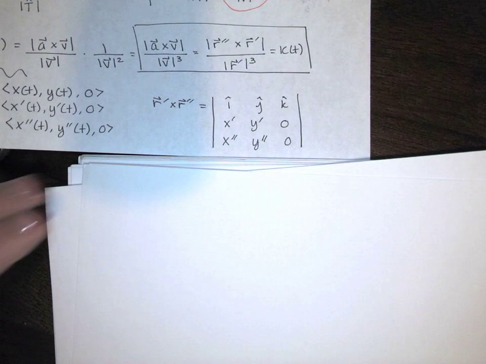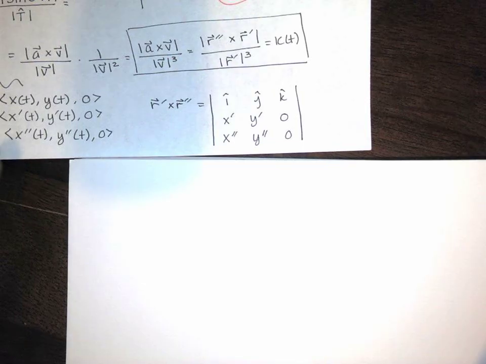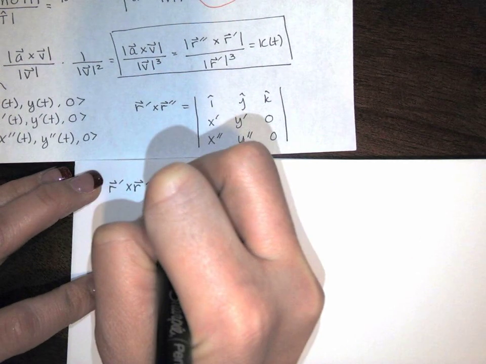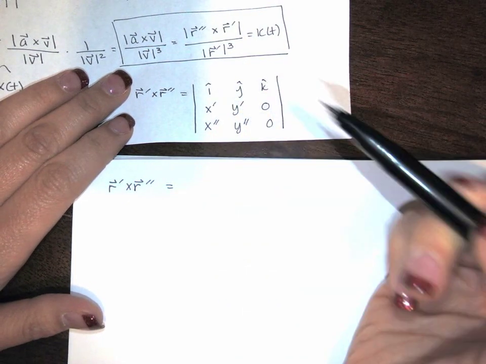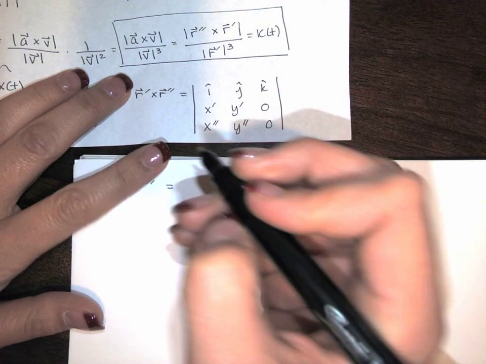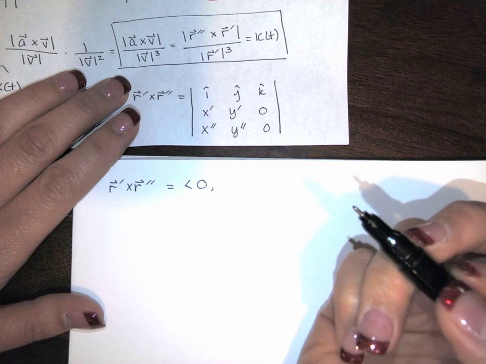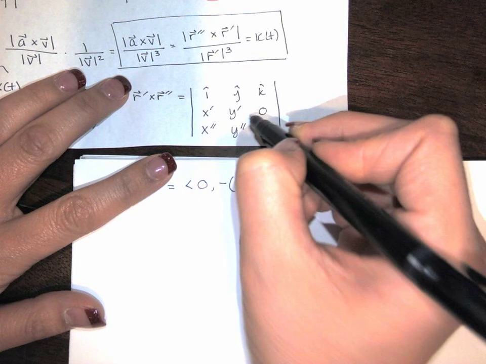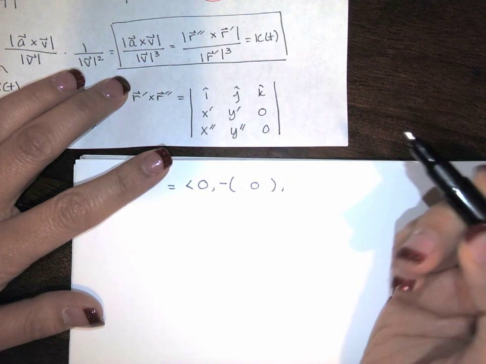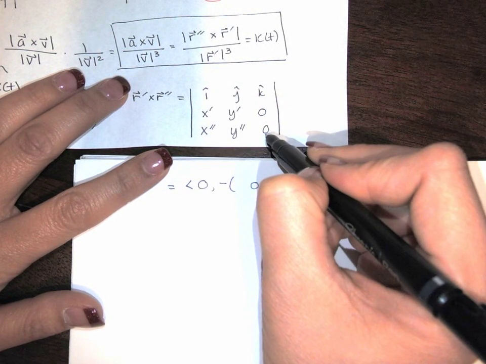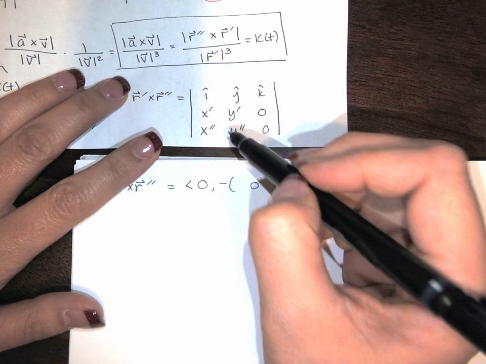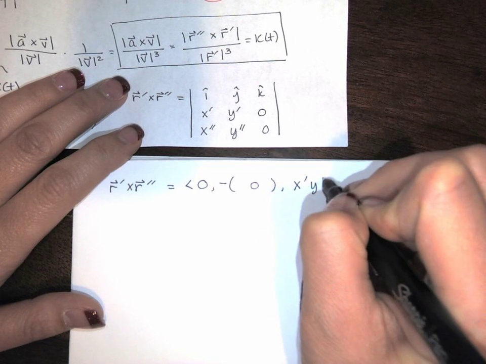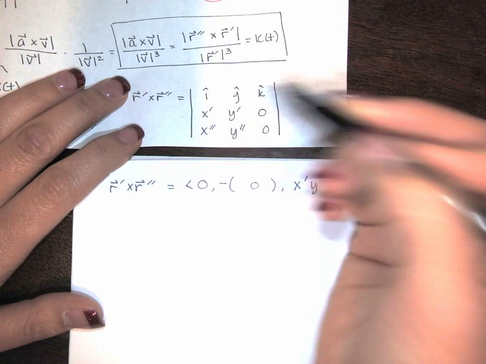Okay, so we're going to keep going. R prime crossed R double prime is, cross out the row and column containing i hat, we get 0 minus 0. So that's 0 times i hat. Minus, cross out the row and column containing j hat, 0 minus 0, again. Plus, cross out the row and column containing k hat. We finally have something interesting. So I've got x prime times y double prime minus y prime times x double prime.